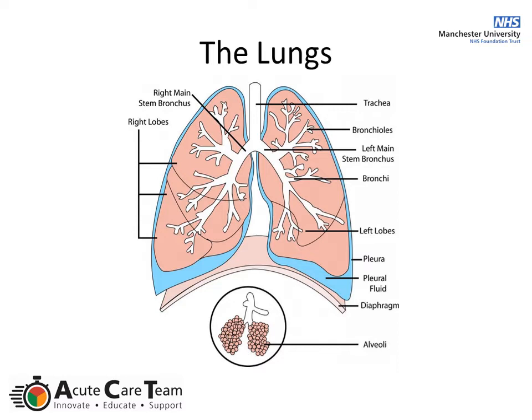The left and right lungs are slightly different in size and shape due to the heart pointing to the left side of the body. The left lung is therefore slightly smaller than the right lung and is made up of 2 lobes, while the right lung is made up of 3.